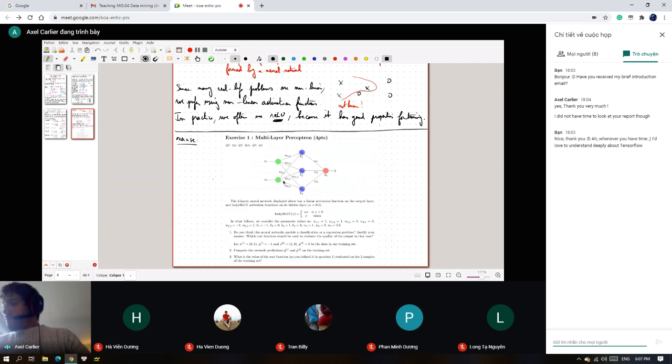So I want to leave you a few minutes to really understand what it's about. Some of the questions are maybe difficult, so I would like you to focus on question 2. Compute the network predictions y hat 1 and y hat 2 on the training set. So right now, please take the time just to read the exercise.